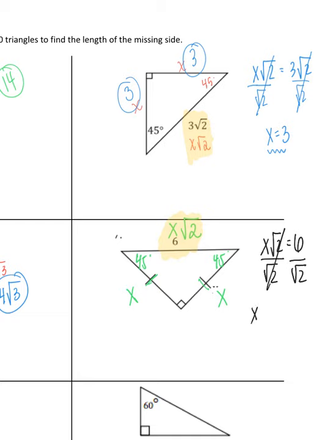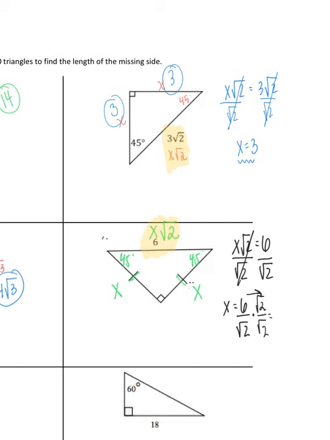Now, in this problem, the square root of 2 did not cancel out on the right side. We would not keep it as 6 over the square root of 2. We need to rationalize that fraction, meaning we cannot leave a radical in the denominator of a fraction. To rationalize, you multiply the entire fraction by that radical that is in the denominator. So I'm going to multiply by square root of 2 on the top and bottom.